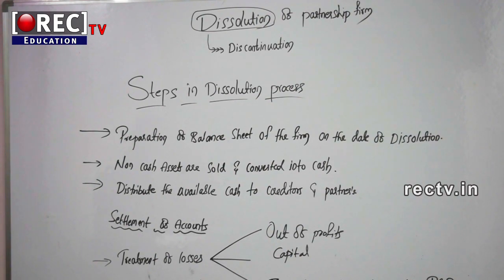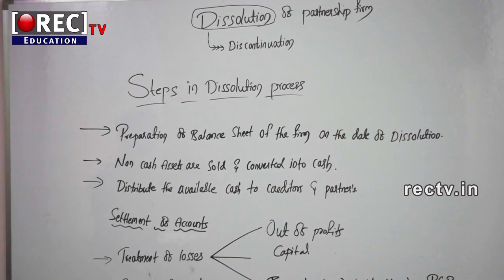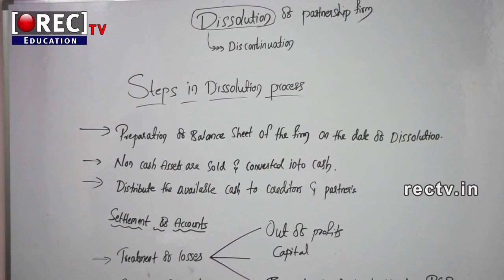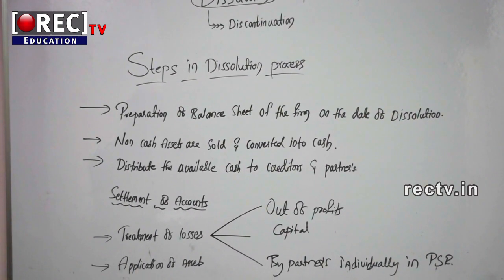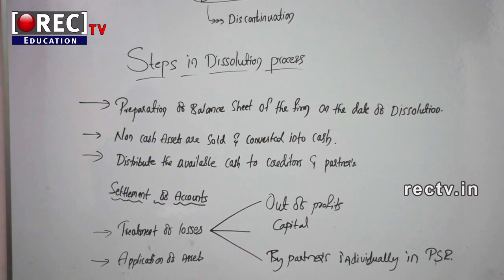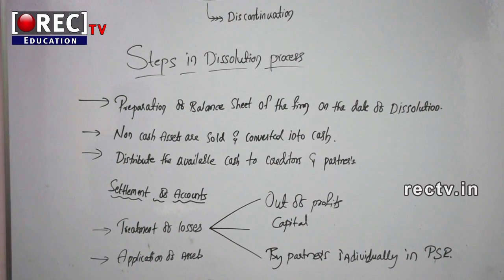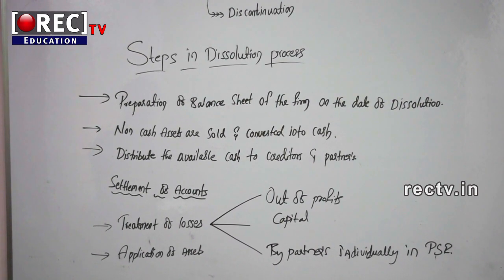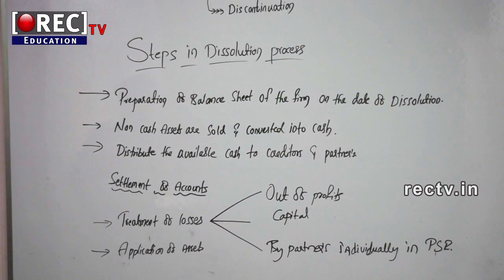Now what are the steps in the dissolution process? Let us see. First, preparation of the balance sheet of the firm on the date of dissolution. For example, you are running your business from 1st April to 31st March, and you decide to dissolve your firm on 6th June 2015. Already you have the balance sheet for 31st March.